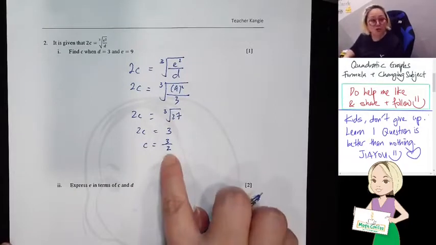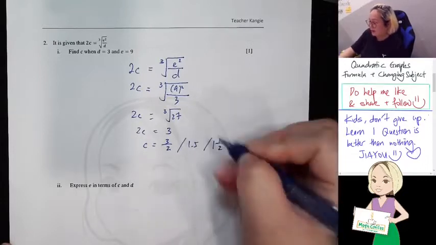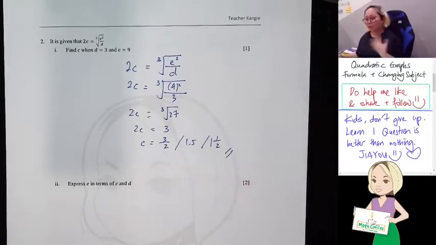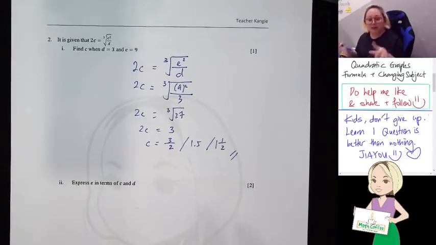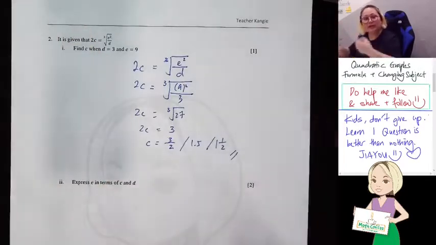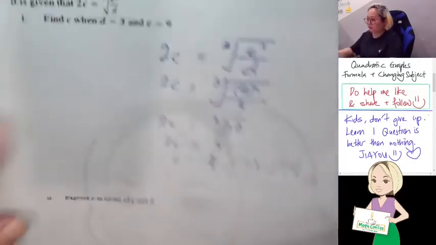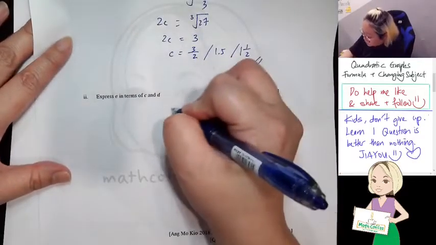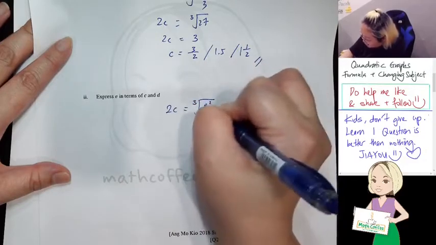So you can put it as 3 over 2, or you want to put as 1.5, also can. Because they are the same value, it's just different presentation. Okay, now that's the tough part. Okay, subbing formula is easy, okay? Just sub in, use a bracket accordingly, and just use calculator. Now is the changing subject that always kill people. But before that, let me write out the question first. So it is 2c equals to cube root e square over d.